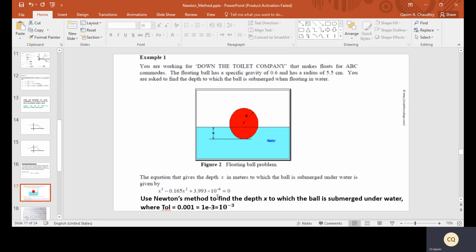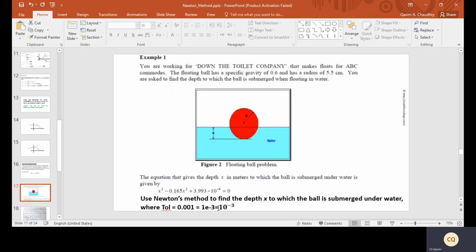And then it says use Newton's method to find the depth x to which the ball is submerged underwater, where tolerance is 0.001. Sometimes in the book it is written to be 1 e power minus 3 or e power minus 4, minus 5, whatever it is.